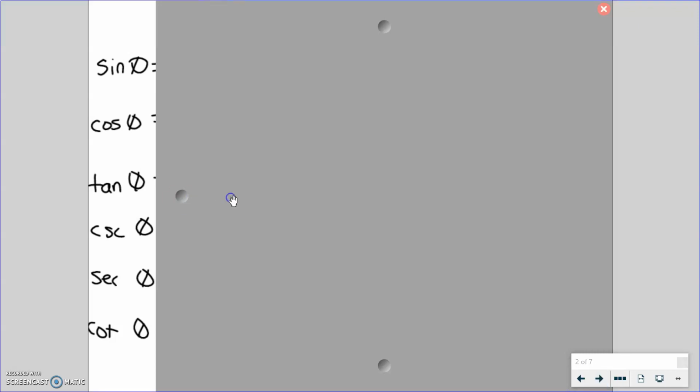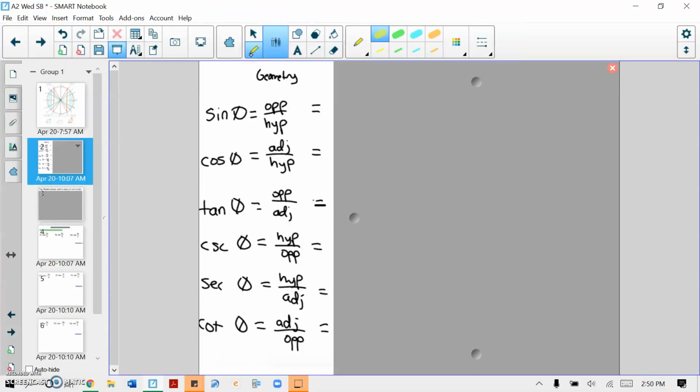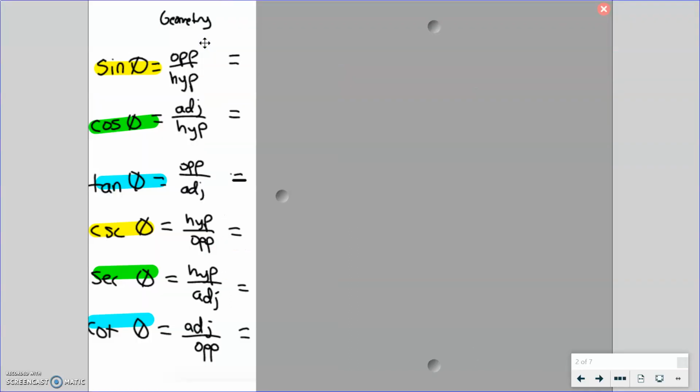The first column is going to be how we describe these ratios using geometry. So sine is opposite over hypotenuse, cosine is adjacent over hypotenuse, and tangent is opposite over adjacent. Then when we introduced cosecant, we said cosecant and sine kind of go together. So if sine is opposite over hypotenuse, cosecant is hypotenuse over opposite. Same thing with cosine and secant, how they go together, and tangent and cotangent, and how they're opposites of each other. If you want to label that like I have, where you have them color-coded going together, you absolutely can do that.